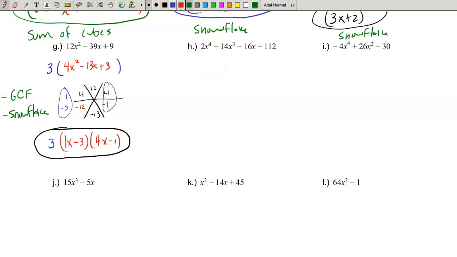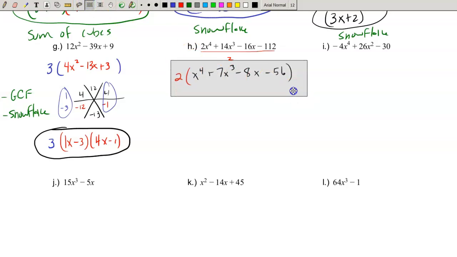So there might be a couple different ways you might approach this. When I see this, everything can be divided by 2, I'm just going to take that 2 out. So I'm going to take out a 2 and rewrite this whole problem as x to the 4th plus 7x cubed minus 8x minus 56. And then from there, we can try our factor by grouping.